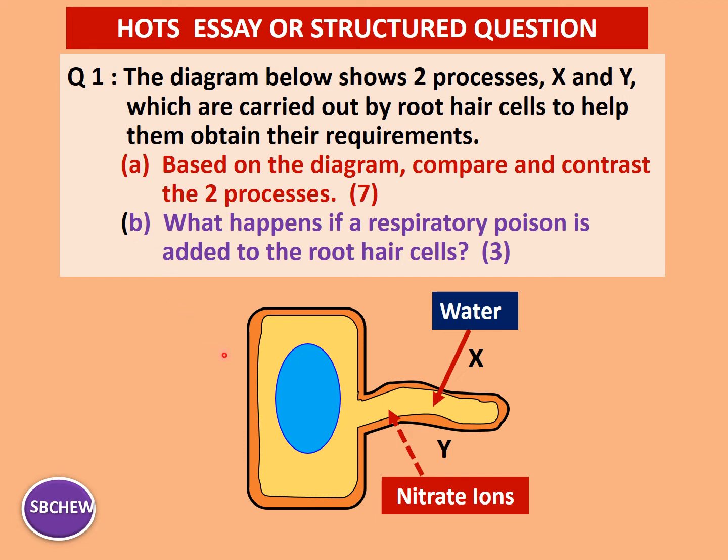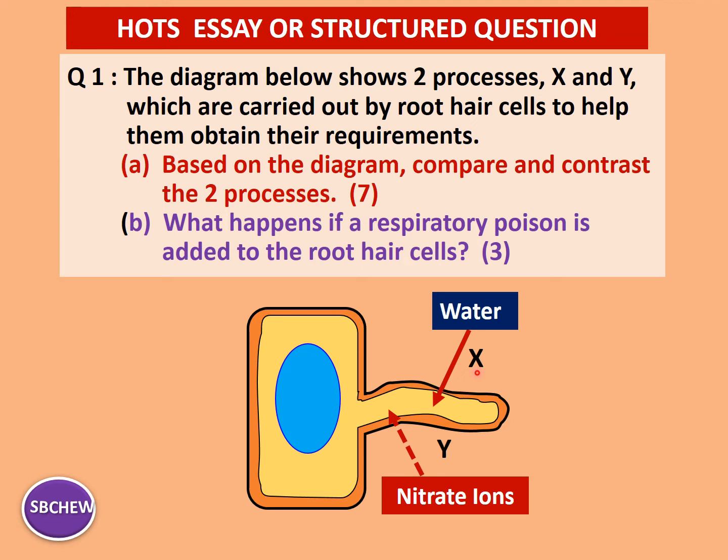Here we see the root hair cell, and two arrows showing that water is going into the cell and also nitrate ions. Water goes in by process X. So what is process X?